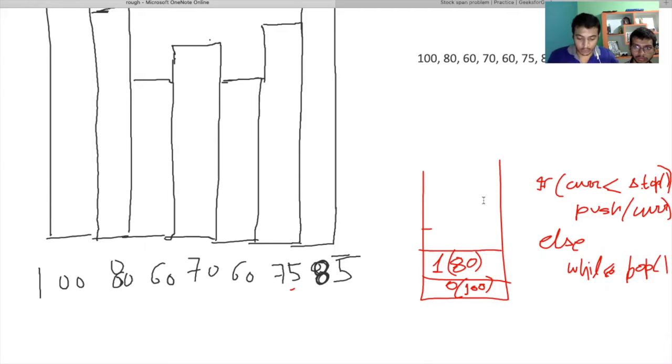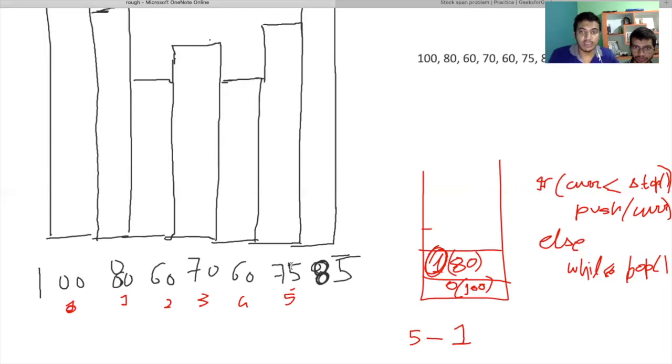So now what we do, we compute the current index minus the index at the top of the stack. So the current index is 5, right? The index of 75 is 5. I'm writing it here for reference. So the index of 75 is 5 minus the index at the top of the stack, that is 1 here. So 5 minus 1 gives us 4. So yeah, the answer is also 4.